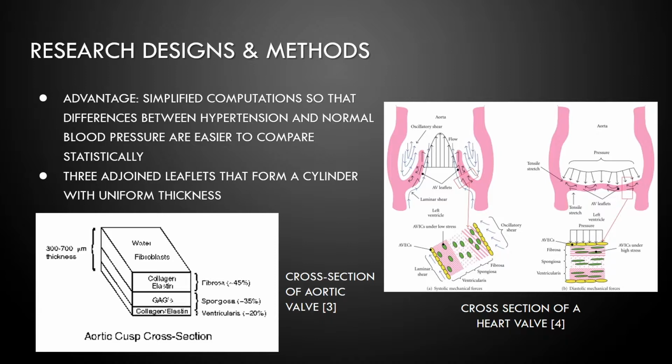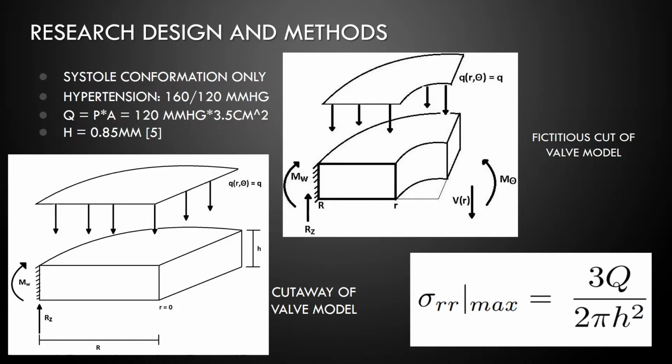However, the heart valve is not easy to model. Not only is it a non-uniform shape, it is also composed of several layers of different materials, as shown in the leftmost figure. We made several assumptions to simplify our model.